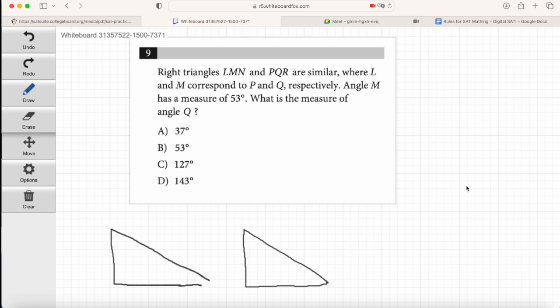Okay, great. And then one of the triangles, just make the one on the left LMN, and we'll make the one on the right PQR.